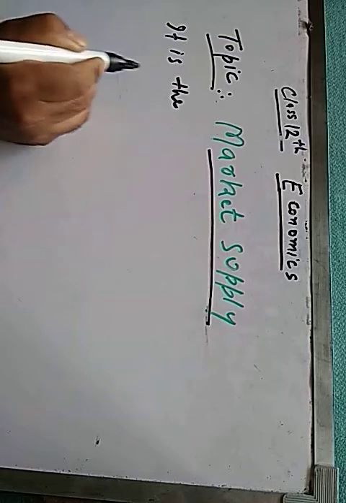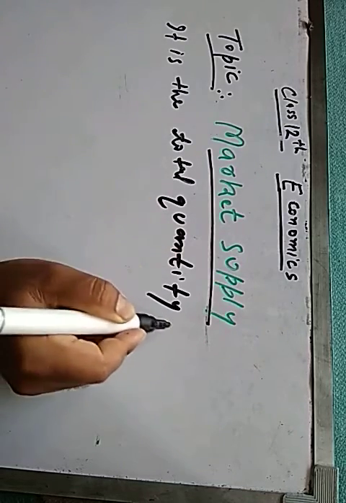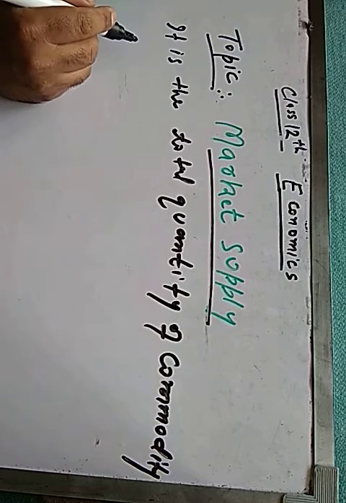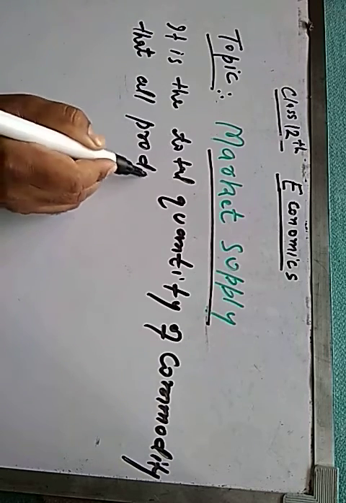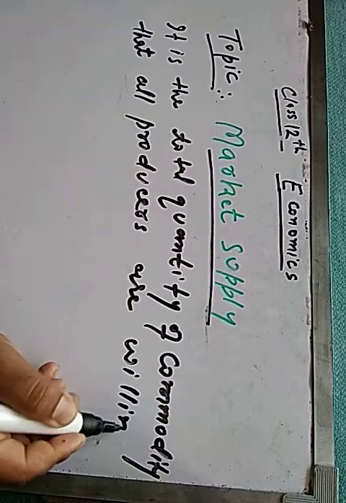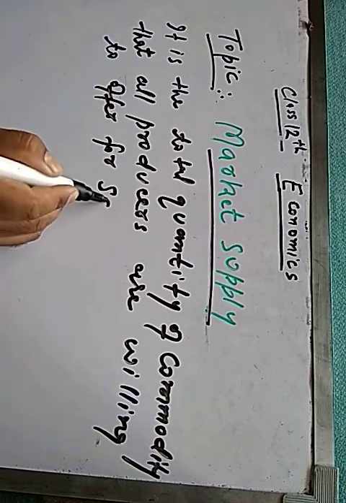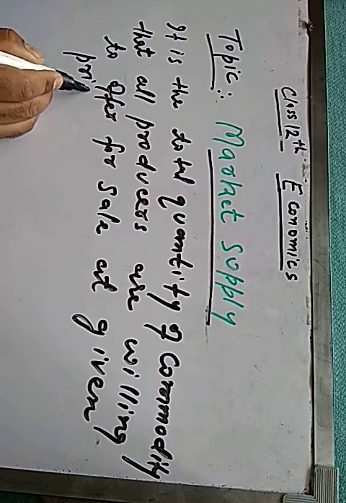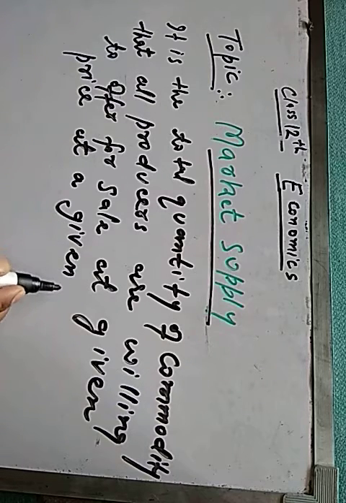It is the total quantity of commodity that all producers are willing to offer for sale at given prices at a point of time.